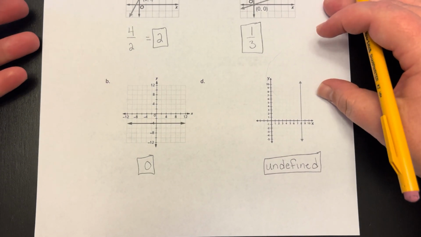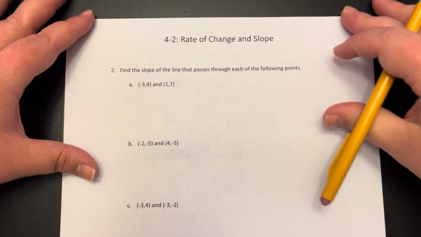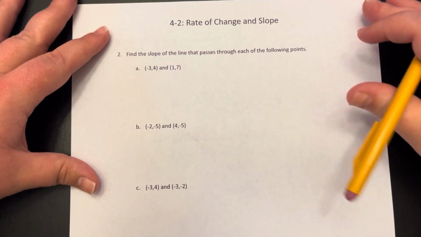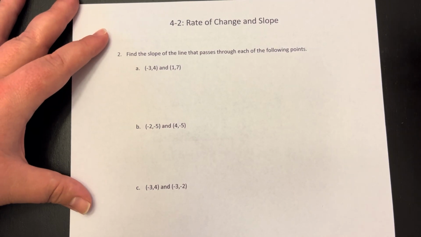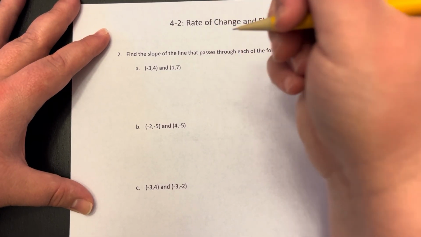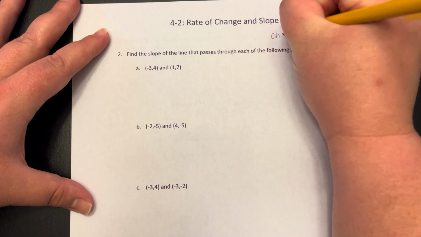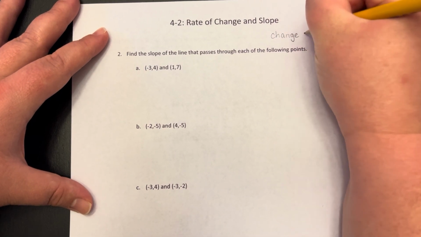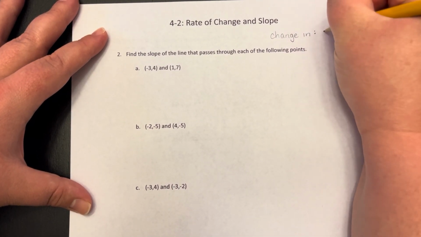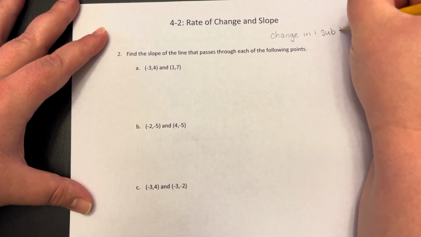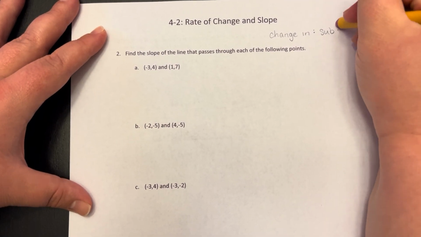Now, you're not always going to be given the graph to find the slope. Sometimes you're going to have to find it from 2 points, which is what this next section of the notes is all about, okay? So you should be pretty familiar with this as well. We're going to find the change in y over the change in x. So basically, to find change in, we are going to use subtraction. It would help if I could spell.